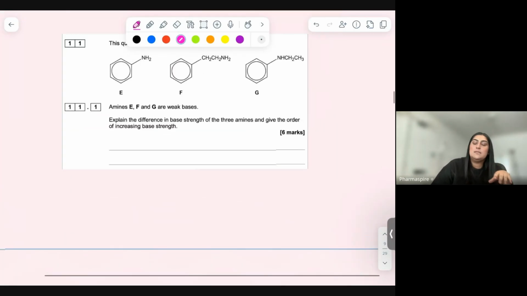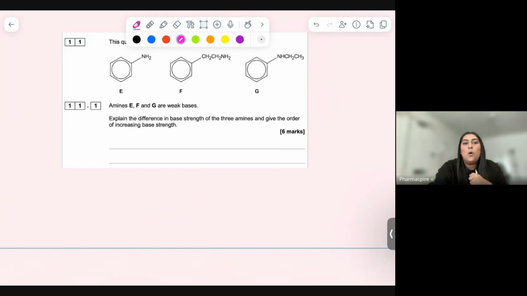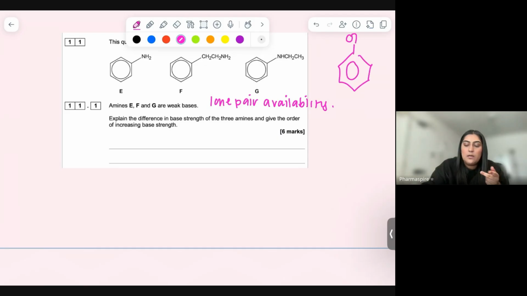Right, let's talk about basicity. So does anyone know what the basicity of amines is based on? What do we focus on? Exactly. So when you think about basicity, I want you guys to all think about lone pair availability. Okay. Now this is quite good. I will reference phenol as well, because phenol has a similar explanation for its acidity, and I will talk to you about how it relates.